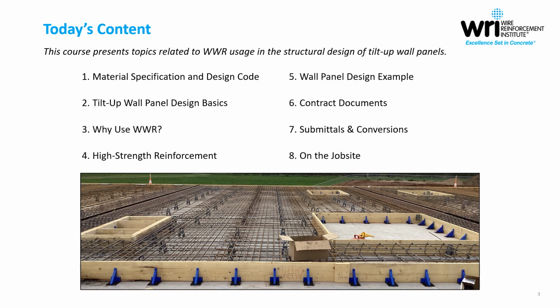Today's course is broken into 8 segments related to welded wire reinforcement usage in tilt-up wall panels. We will start with the material specification and design code, so we'll get into ASTM and ACI. We'll then get into tilt-up wall panel design basics, not necessarily specific to welded wire reinforcement, just as a primer. And we'll jump into why welded wire reinforcement. Why is that a viable option for tilt-up wall panels? We'll have a brief discussion on high-strength reinforcement, comparing 60 KSI and 80 KSI reinforcement. And then we'll go through a step-by-step wall panel design example.